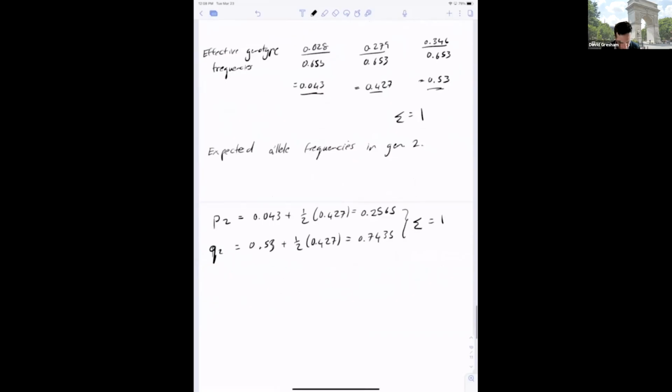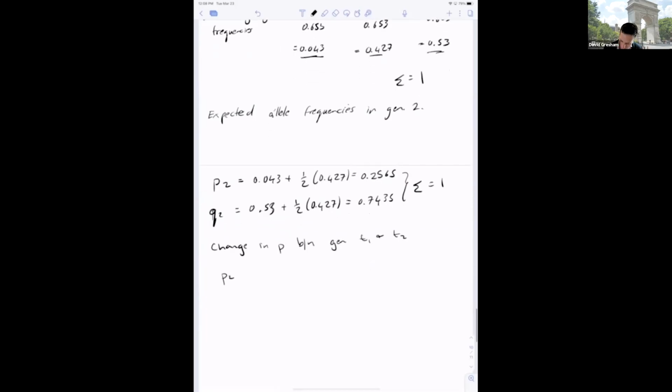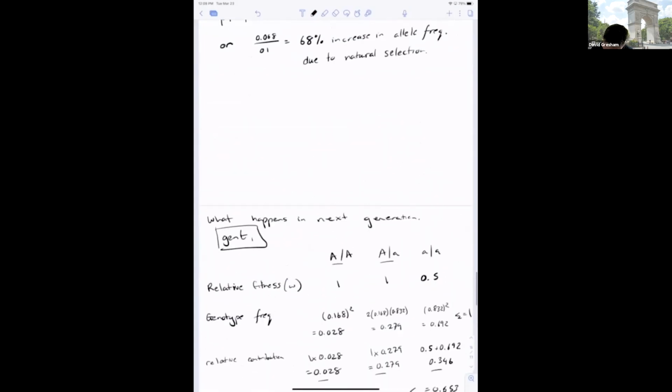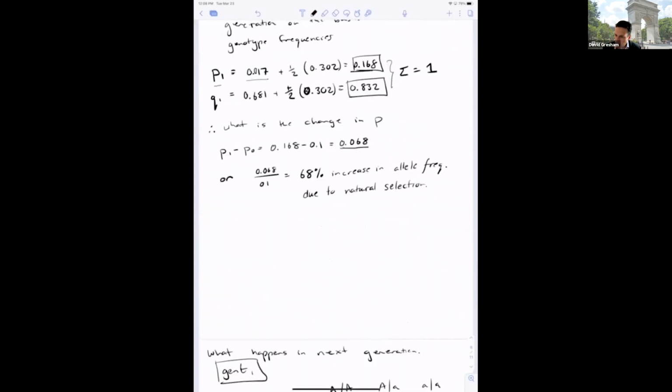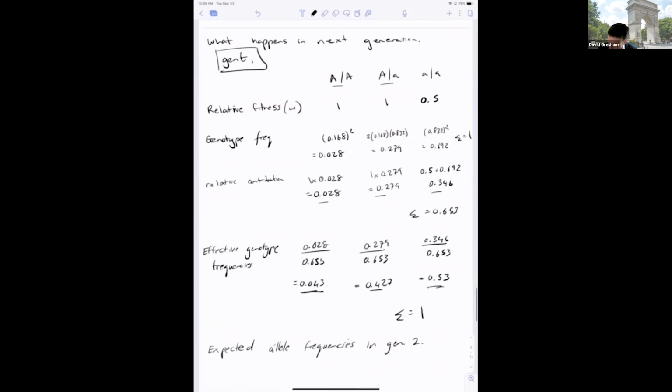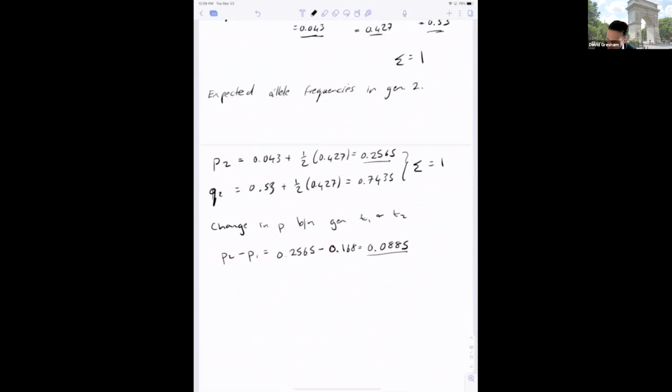And again, now we can ask, what is the change in P between generation T1 and T2? Now P2 minus P1 equals 0.2565 minus our frequency in generation 1, which was 0.168, and that equals 0.0885 in this case. So in this scenario, it changed by 0.068 in one generation, and now the allele frequency has changed by 0.0885.